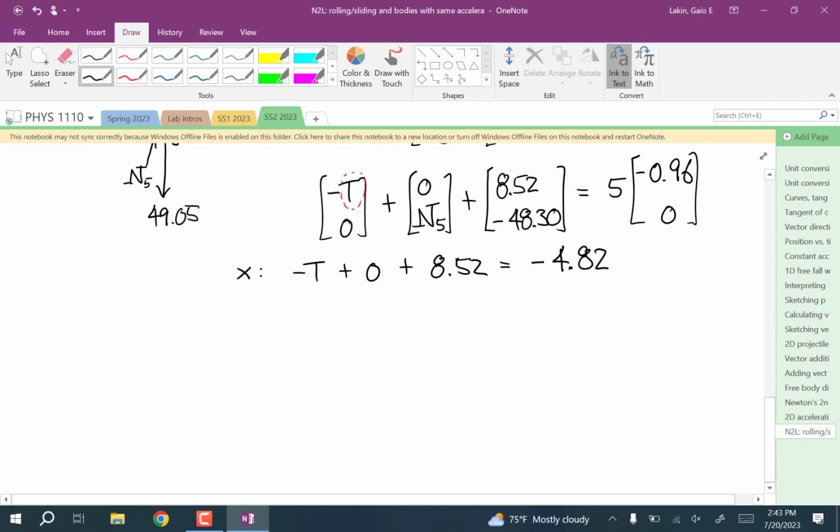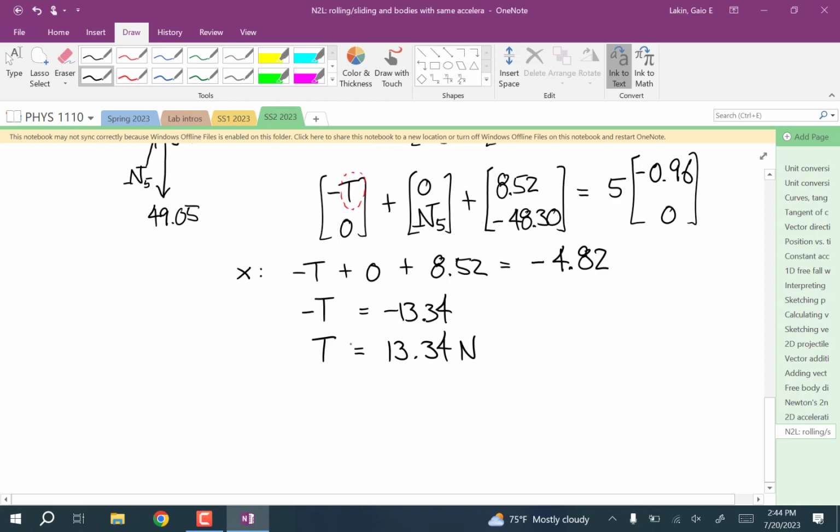And so you get negative t is equal to negative 13.34. And so t is equal to positive 13.34 newtons. And the cable tension doesn't have any direction, so this is a good answer on its own.